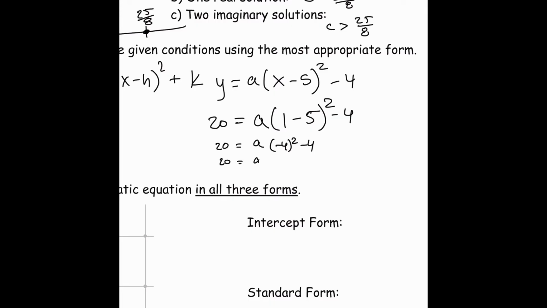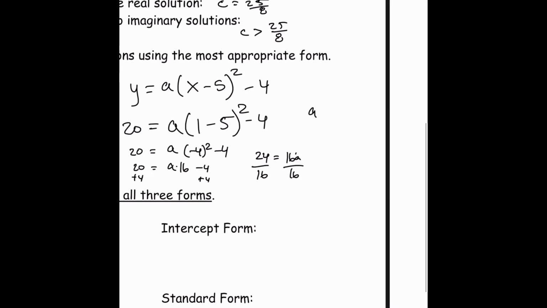So 20 equals a times 16 minus 4. So this is multiplication. So you can't subtract 4 from 16. It doesn't work that way. You have to add 4 to both sides. So 24 is equal to a times 16. Divide both sides by 16. This is going to be a is equal to, so 24 over 16 is basically 12 over 8, 6 over 4, 3 over 2.